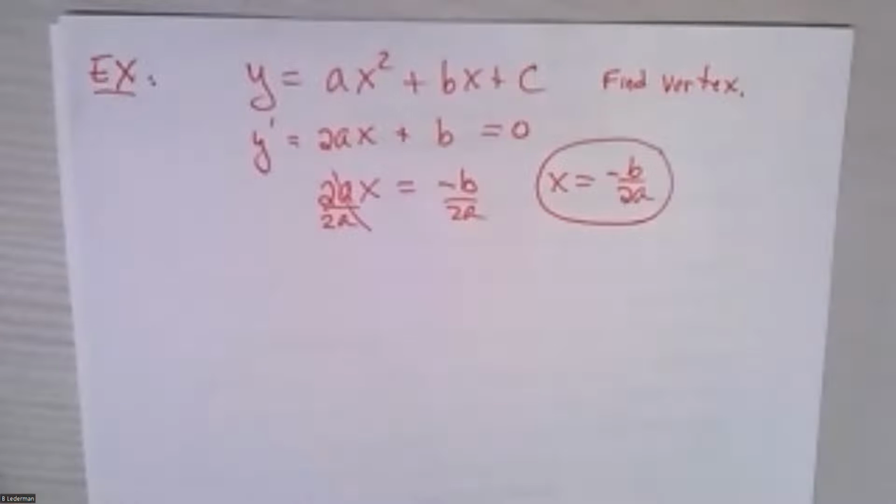You probably saw this as a formula in algebra. When you took algebra, they usually derived it by completing the square, and that's how they derive this formula. But with calculus, we derived it very simply. Now to find the y value, this is a critical number.